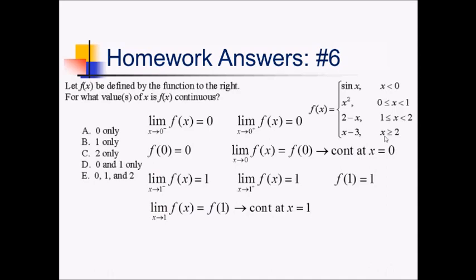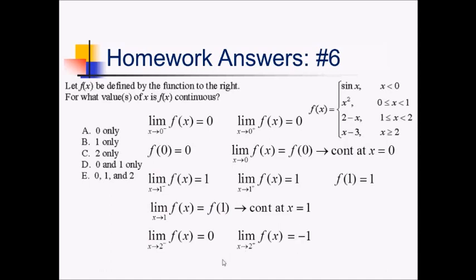Okay, one more to go. So now we're basically picking between answer choices D and E. So at x equals 2, left side limit, that's going to use the third rule where x is less than 2. So 2 minus 2 is going to be 0. And now right side limit, that uses our fourth and final rule. 2 minus 3 is negative 1.